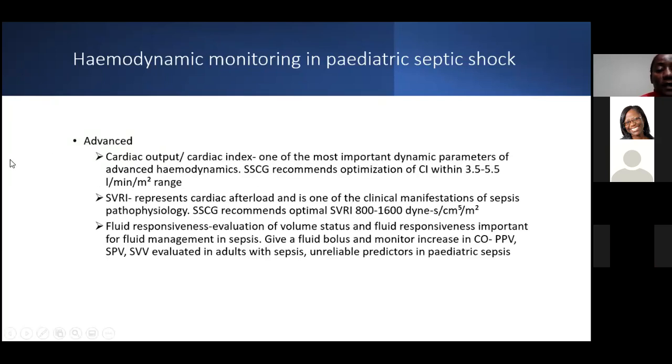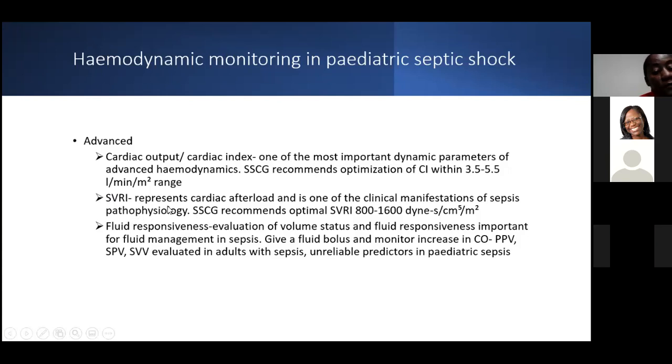The advanced hemodynamic monitoring I talked about, you have your cardiac output and your cardiac index, and this is the range recommended by the Surviving Sepsis Guidelines to optimize your cardiac index within 3.5 to 5.5. You have your SVRI, that is your systemic vascular resistance index, which basically is a marker of your cardiac afterload. And it's important, as I said, pathophysiologically, a clinical manifestation of sepsis. Normally, we can measure that non-invasively using the ultrasonic cardiac monitoring.